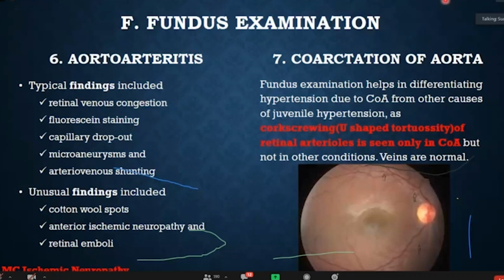Now, last but not the least, coarctation of aorta. I think from your MBBS days, your ticking of multiple choice questions, you remember corkscrew retinal arterioles are seen in coarctation of aorta. So this is one of the important fundus findings you have to see in coarctation of aorta. Why is it important? It helps you differentiate from other causes of juvenile hypertension where you do not get this finding. You do not get corkscrew retinal arterioles. So this is one important thing.